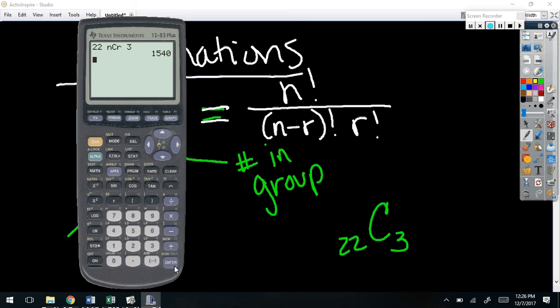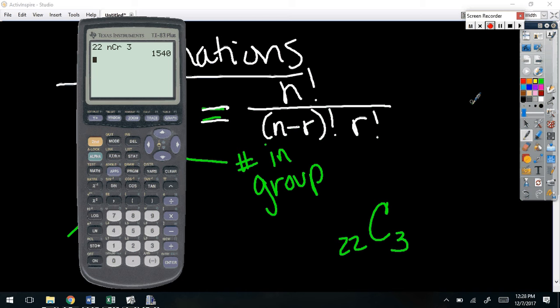How many different kinds of groups can we have? I got it. Now tell me this. What does that mean? That's how many groups? How many different combinations? How many different groups of 3 I could choose in this class?